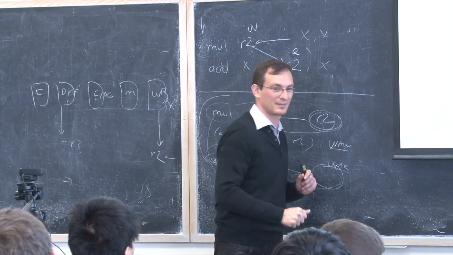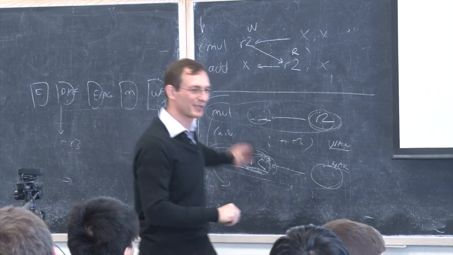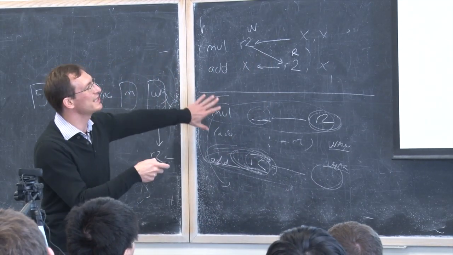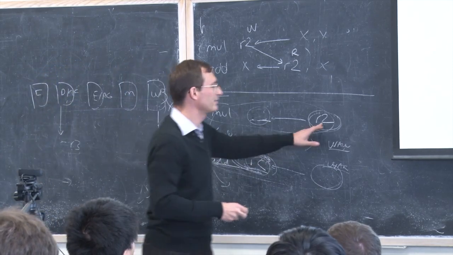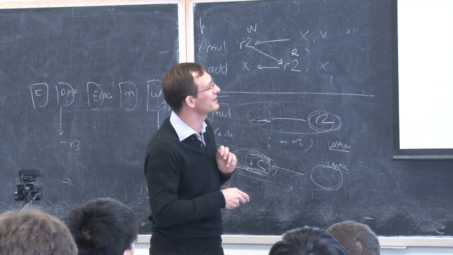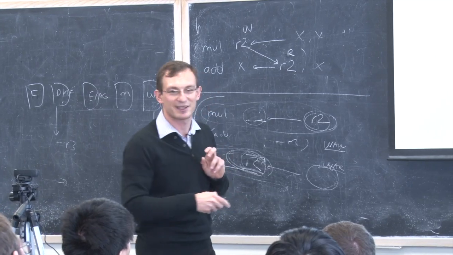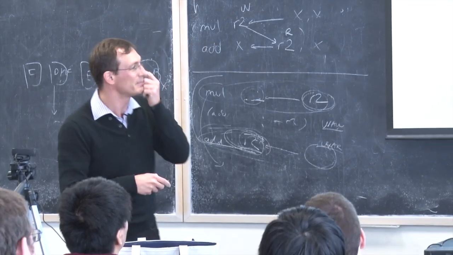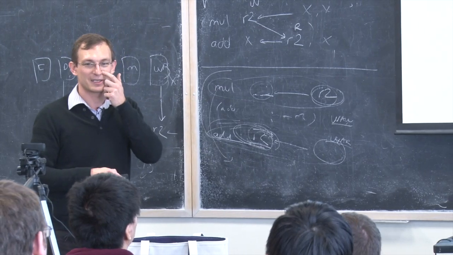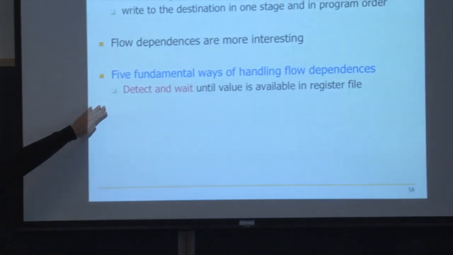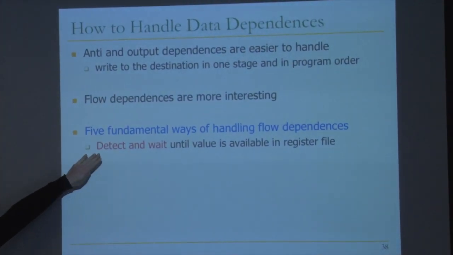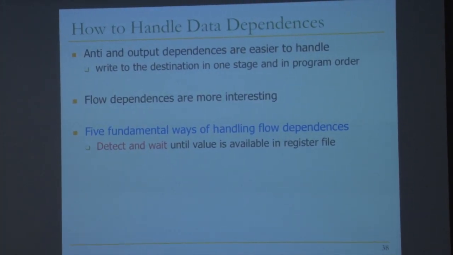Unless it's out of order. That's why we're going to handle all of this in out of order. So these are easy to handle in this simple pipeline design, because it's all in order and you write in one stage at the very end. Flow dependences are more interesting, and there are actually 5 fundamental ways of handling them. Maybe you can think of more. One is simple. You detect the dependence and wait until the value is available in the register file.